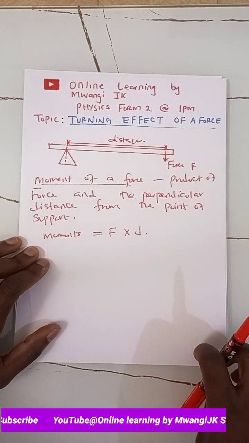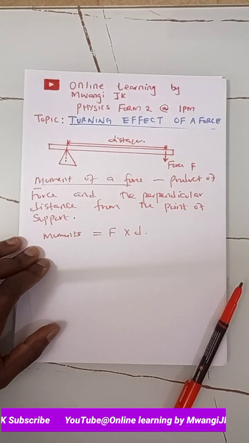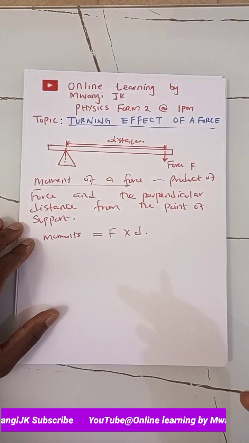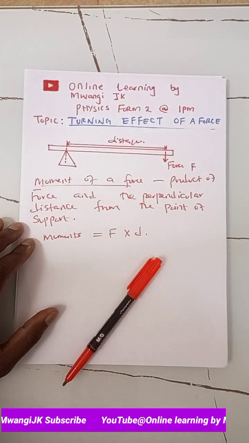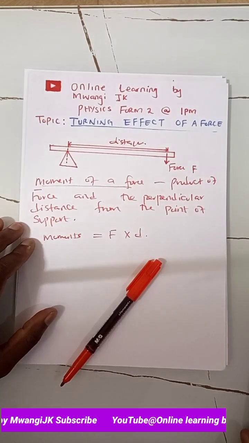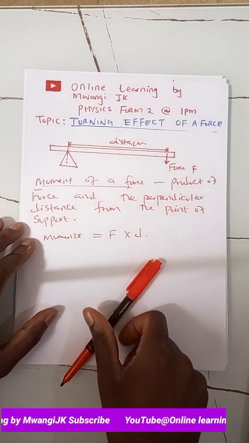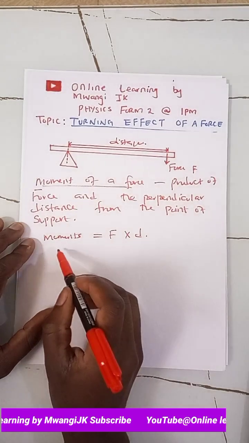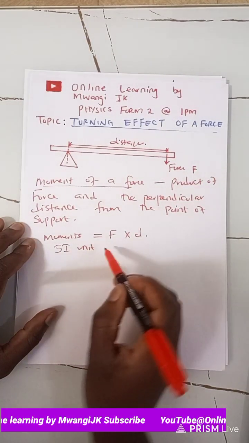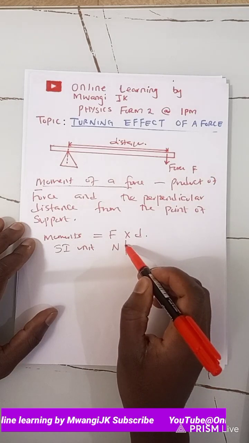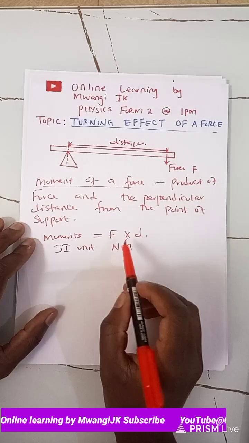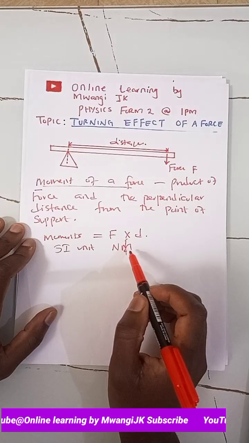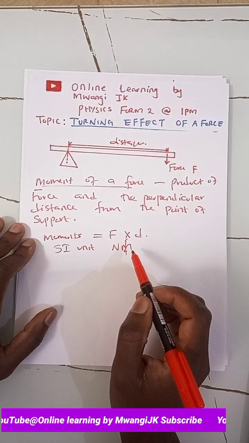Then from there, the next part is how we take moments. We have so many example cases where we talk about moments. Before we talk about those cases, I will talk about the SI unit of the moment of a force. The SI unit is the Newton per meter, or Newton meter. Since we are talking about the product of force, which is in Newtons, and the distance, which is in meters, we talk about the SI unit as the Newton meter.